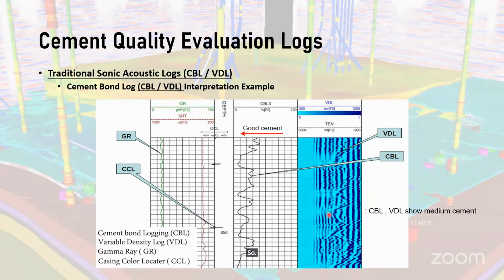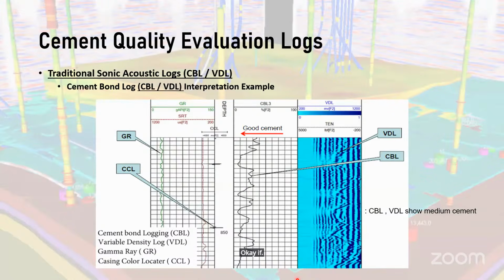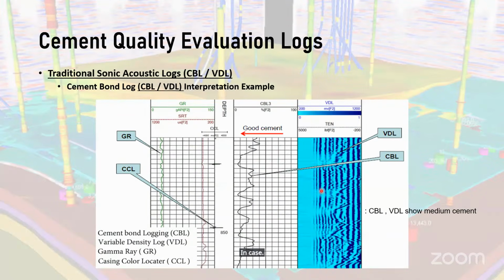So the VDL is saying that we have some patches. For example, you see this low CBL. For the VDL we are dividing the track into three divisions. The first one will be for the casing. If you have a good casing cement, you shouldn't see these lines here. For example, you have moderate cement here, that is why you don't see the lines for the casing clearly. This is the first segment of the VDL.